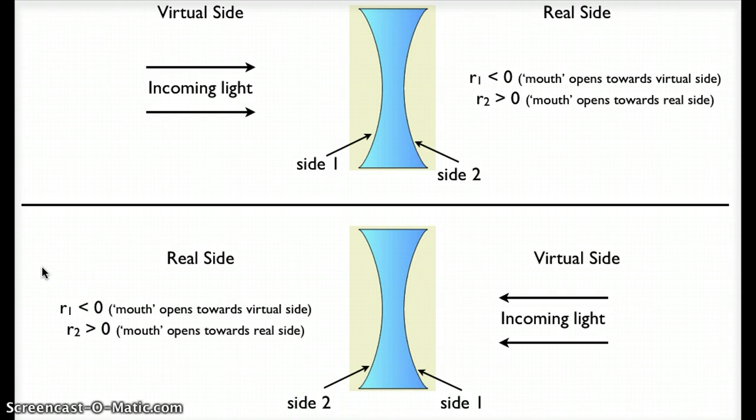Using our mouth idea again, side 1, R1 opens towards the virtual side. Side 2, that mouth opens towards the real side. So we still have R1 less than 0 and R2 greater than 0. However, what changed is now the right is side 1 and the left is side 2. But it is still the same type of lens, and if we worked through the math, we would get the same focal length. This lens has a certain focal length, regardless of whether light comes in from the left or comes in from the right.